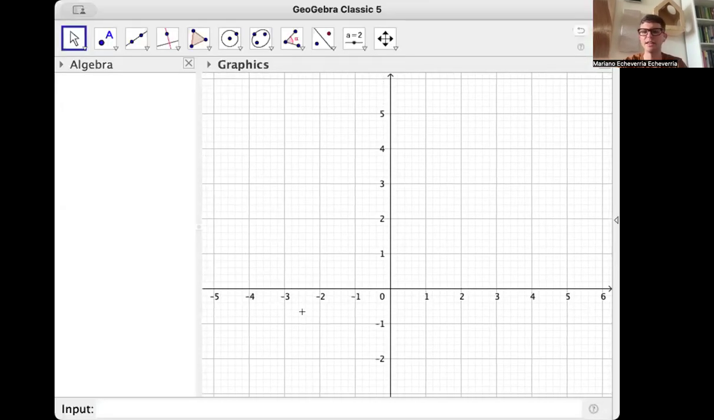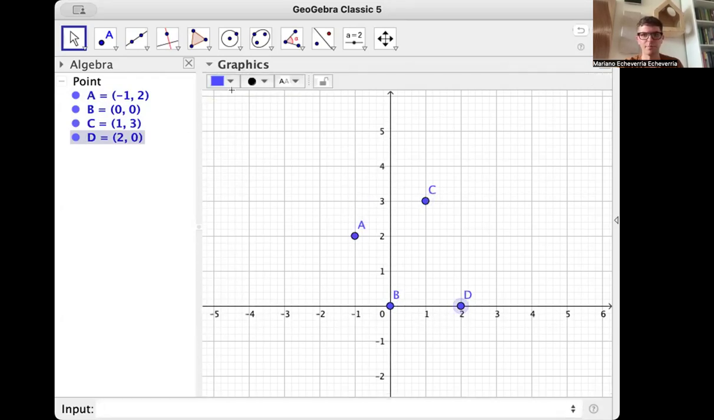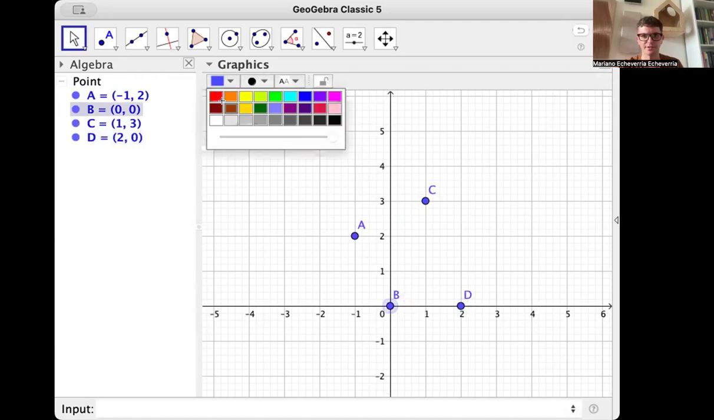So let me choose 4 points. I'll do (-1, 2). I'll do (0, 0) just to make my life easier. Let's do (1, 3). And I'll do (2, 0), again to make my life easier. Okay, so those are the 4 points, and I want to find a polynomial that passes through all of them.